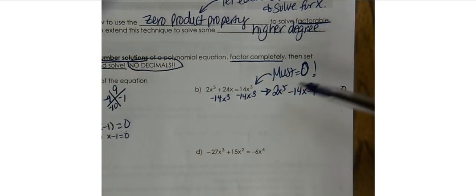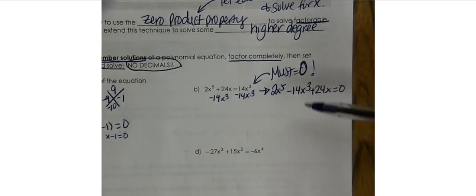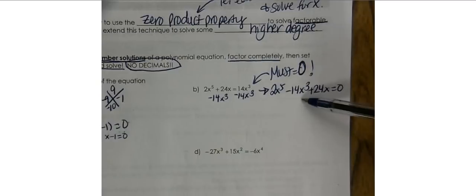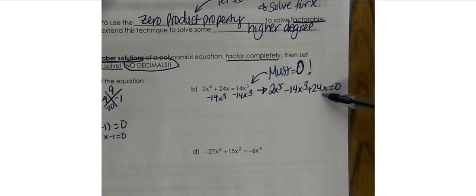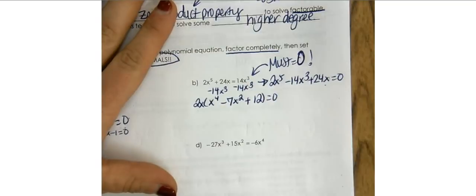Now 2x to the 5th minus 14x cubed and 24x, all are divisible by 2. They all contain an x. So I'm going to factor out a 2 and an x. And my leftovers is going to be x to the 4th minus 7x squared plus 12, and this is going to be equal to 0.